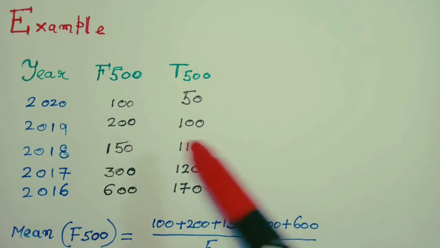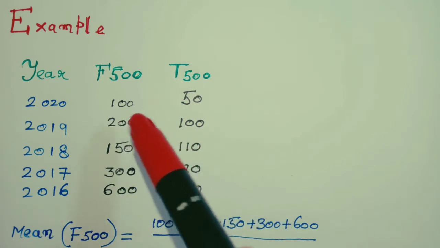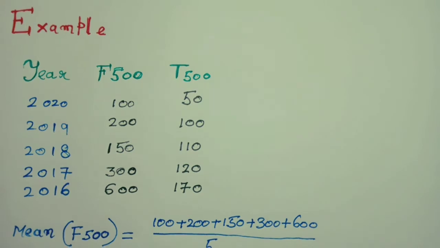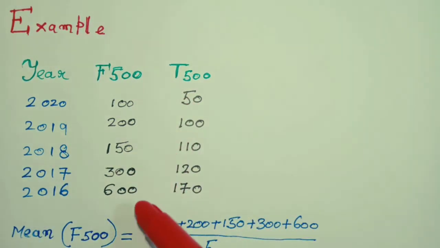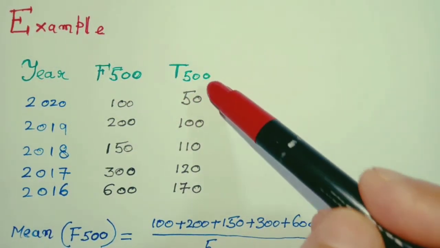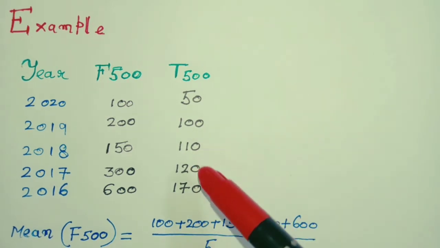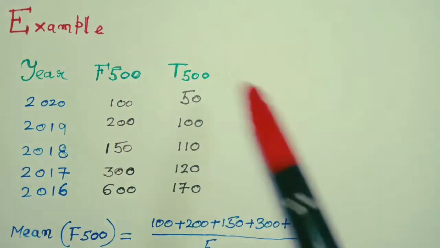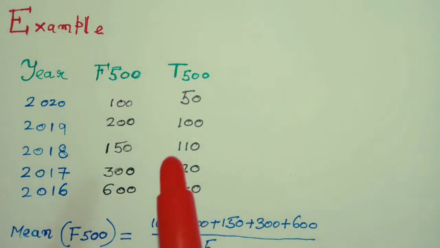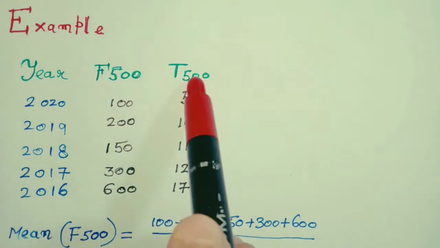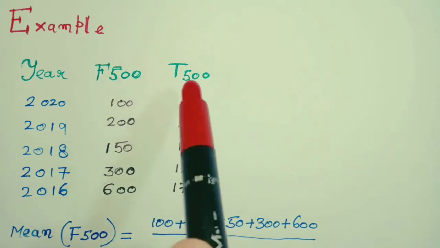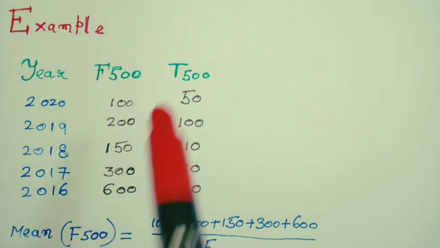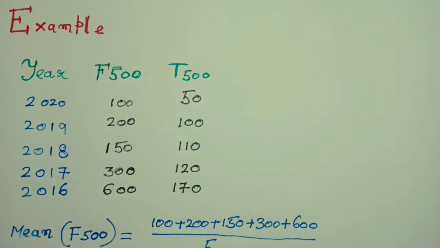It can be in dollars, it can be in dirham, it can be in INR, doesn't matter. So 100, 200, 150, 300, 600. T500 company has got 50, 100, 110, 120, 170. So the basic target that we are targeting from this particular chart is: can we find if there is any covariance between these two parts, so that before investing or before making any decision, Mr. S can take an understanding.